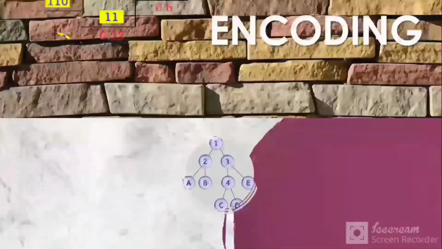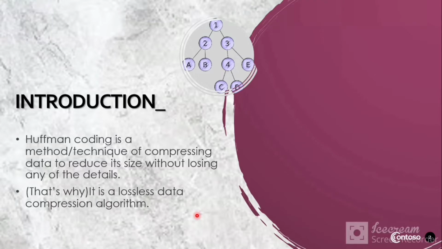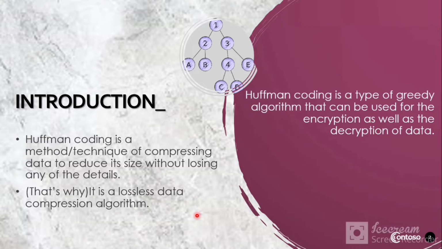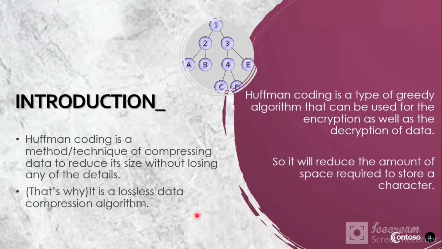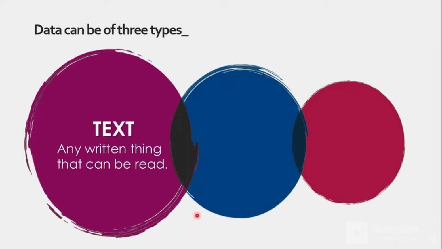Huffman encoding. Basically, it's a technique of compressing data to reduce its size without losing any of the details. Means to say that it will just reduce the size of the data without actually making any change in the specific data that is going to be compressed. So that is why it is known as a lossless data compression algorithm. It's a type of greedy algorithm that can be used for the encryption as well as the decryption of data. What it does is reduce the amount of space required by the characters for their storage.